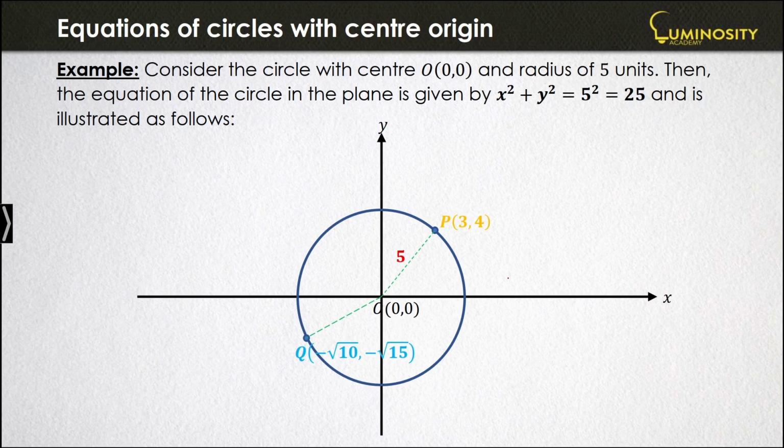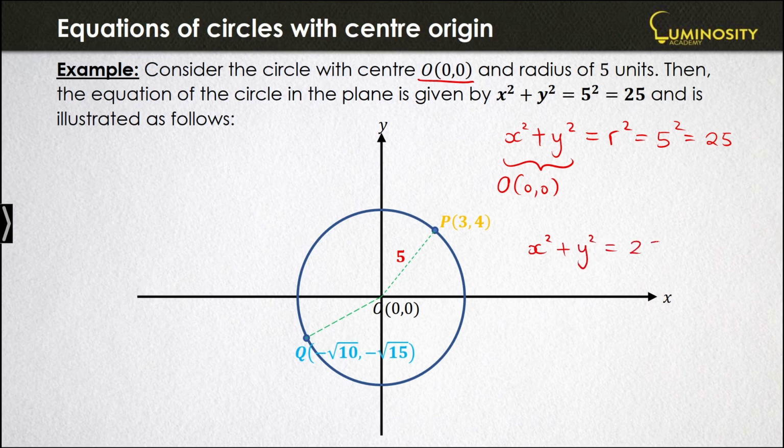Let's consider the following example. Here we have a circle with center O and a radius of 5 units. The equation of the circle in the plane is given by this. All we need is the radius length, which is 5. The equation will be x squared plus y squared, which is always the equation of a circle with center origin, and it's equal to your radius squared, in this case 5 squared, which is 25. So the equation of this circle is x squared plus y squared equals 25.